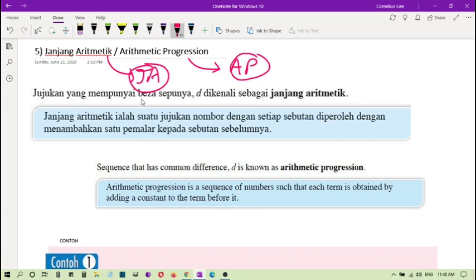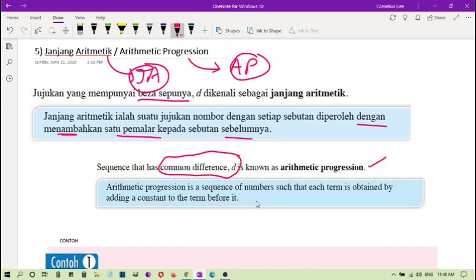Jujukan yang mempunyai beza sepunya dikenali sebagai Janjang Aritmetik. Janjang Aritmetik ialah suatu jujukan nombor dengan setiap sebutan diperoleh dengan menambah atau menolak suatu pemalar kepada sebutan sebelumnya. So the sequence that has a common difference is known as arithmetic progressions.